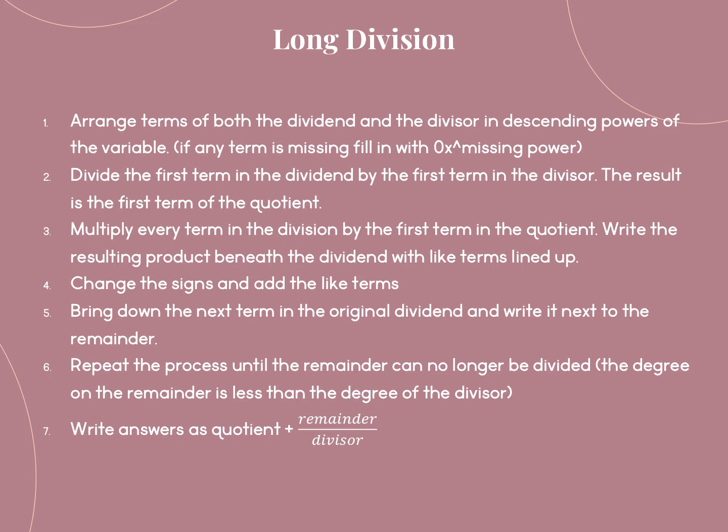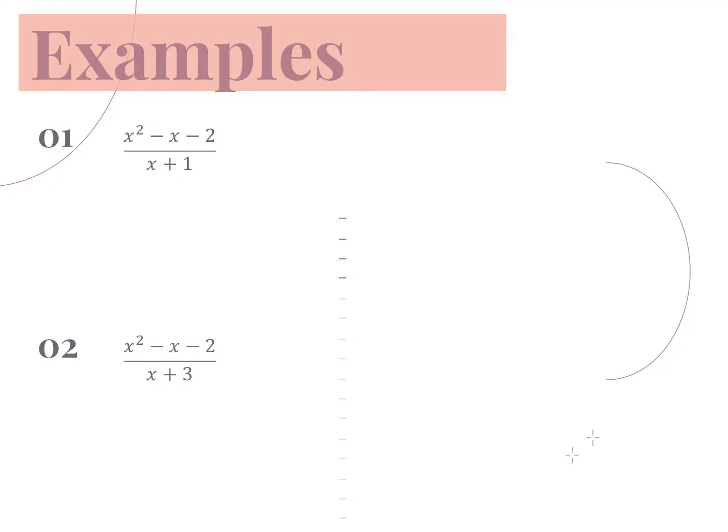Then we'll bring down the next term in the original dividend and write it next to the remainder. We'll keep repeating this process until the remainder can no longer be divided and the degree on the remainder is less than the degree on the divisor. We're going to be writing our answers as the quotient, the number we get on top of the division box, and then the remainder over the divisor, sort of like a mixed number. I know it's a lot of words, but it's really not that complicated. So let's go ahead and try some examples.